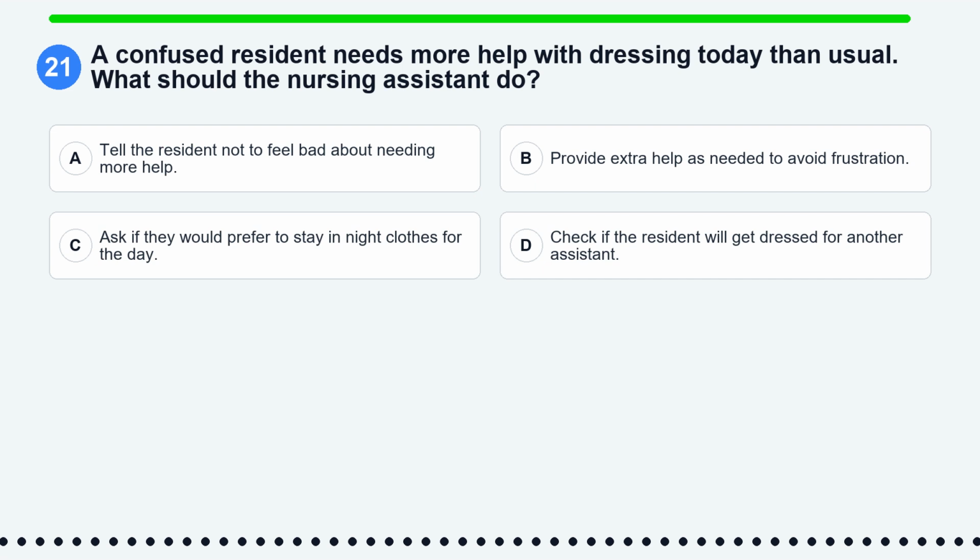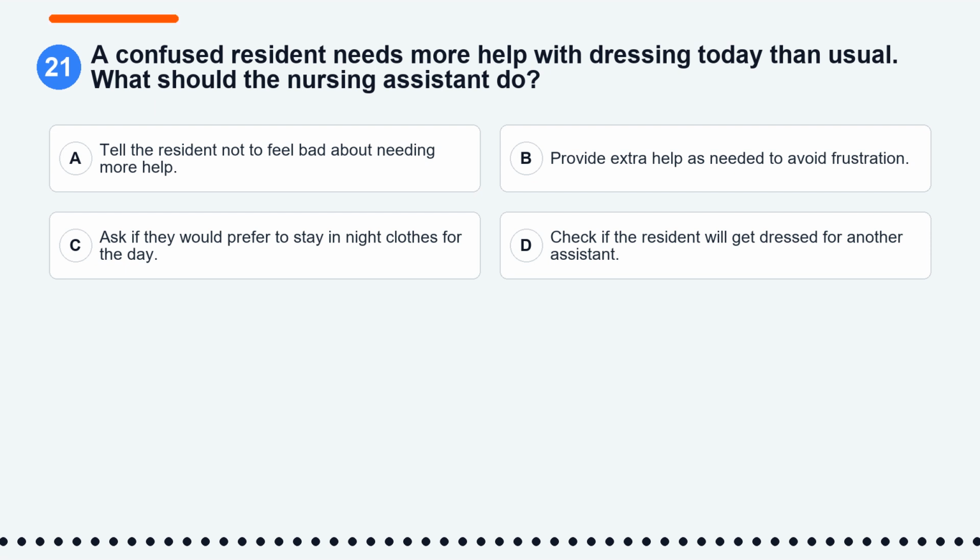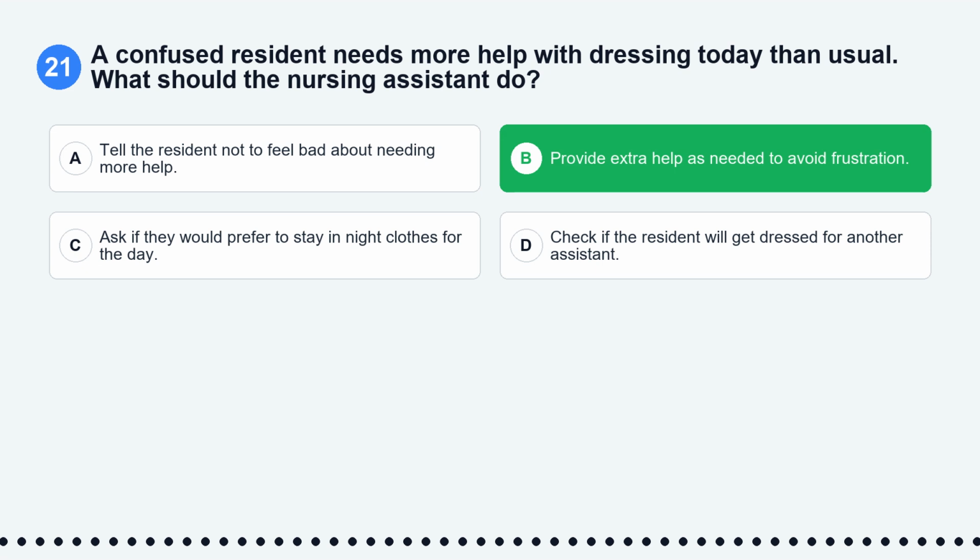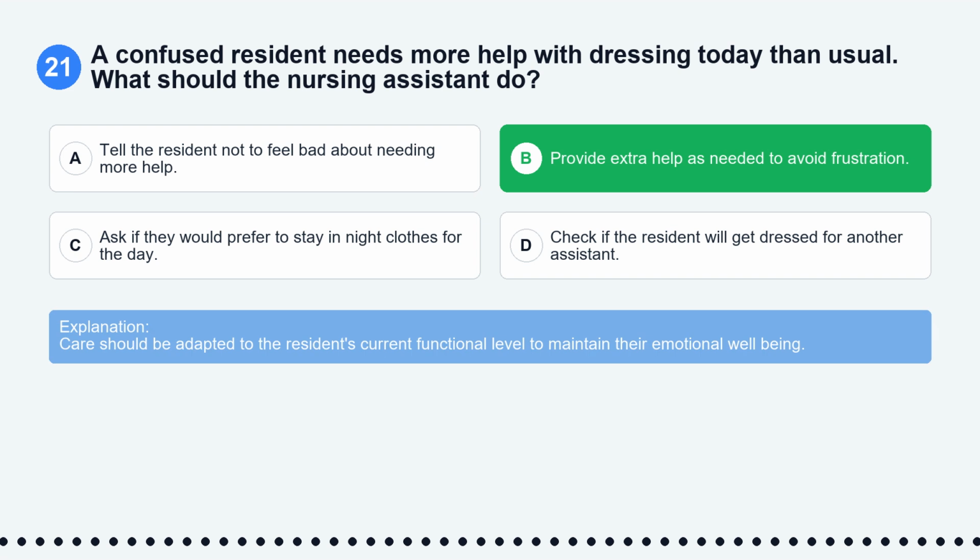Question 21. A confused resident needs more help with dressing today than usual. What should the nursing assistant do? Option A, tell the resident not to feel bad about needing more help. Option B, provide extra help as needed to avoid frustration. Option C, ask if they would prefer to stay in night clothes for the day. Option D, check if the resident will get dressed for another assistant. The correct answer is option B, provide extra help as needed to avoid frustration. Care should be adapted to the resident's current functional level to maintain their emotional well-being.